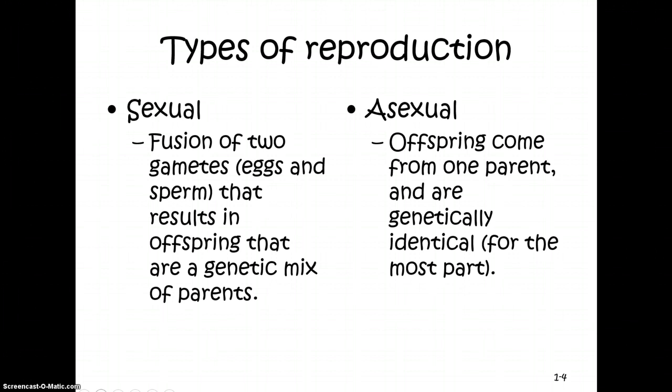Asexual, we have offspring coming from just one parent, and they are genetically identical for the most part. You can still have random mutations, you can have environmental mutations, stuff like that, but for the most part they are genetically identical.